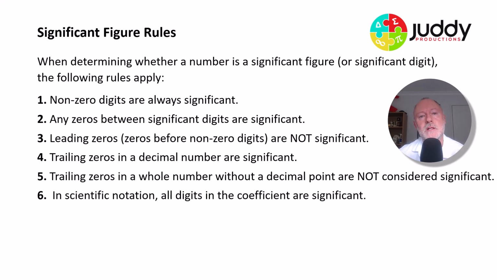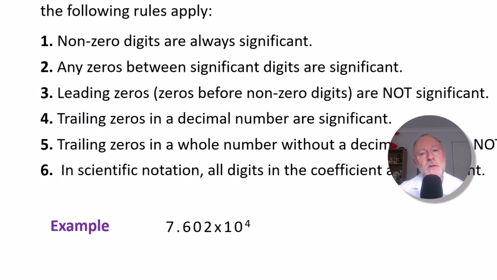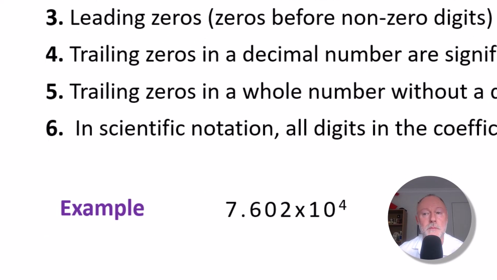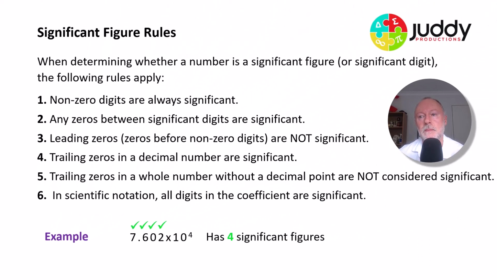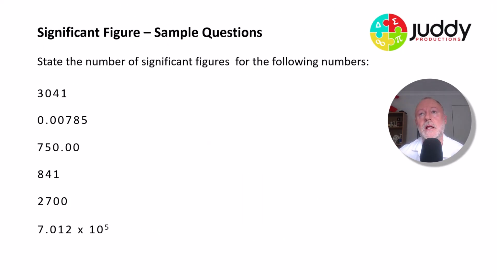And finally, number six, in scientific notation, all digits in the coefficient are significant. So the coefficient are the numbers before the times 10 to the power of symbols. So in this case, the numbers 7, 6, 0, and 2 are all considered significant. And accordingly, this number has four significant figures. Let's look at some sample questions. In these questions, we're asked to state the number of significant figures for the following numbers.